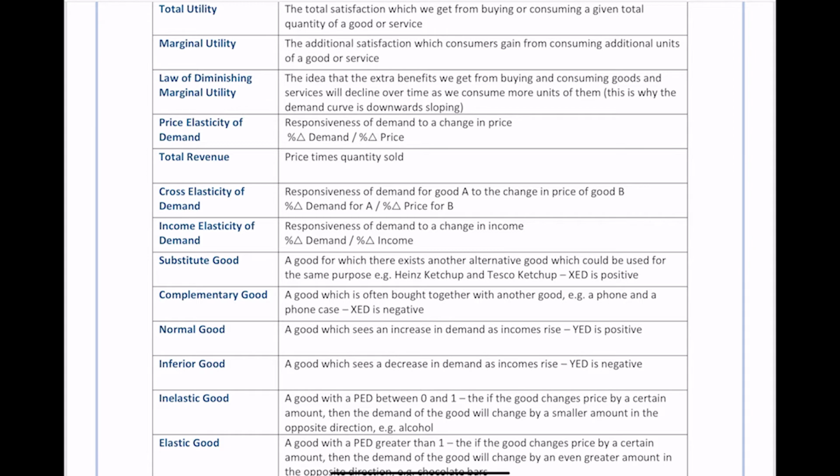So if your price changes a little bit, but demand changes a lot as a result, then you say it's elastic. So it's price elasticity of demand. So is it an elastic good? But if you change the price a lot, but demand doesn't change much, then it's an inelastic good.